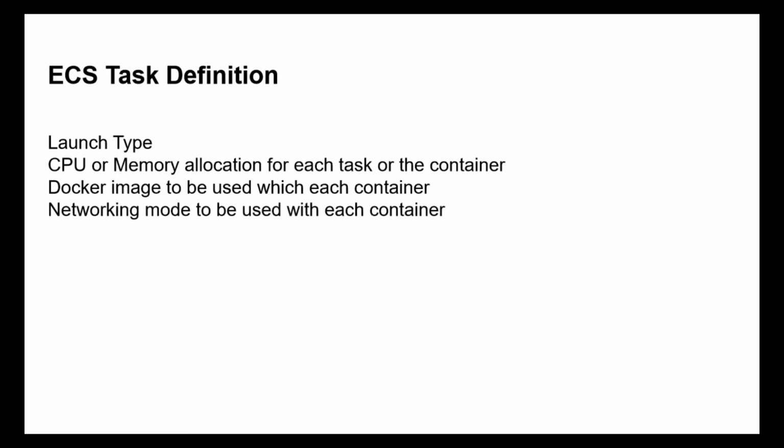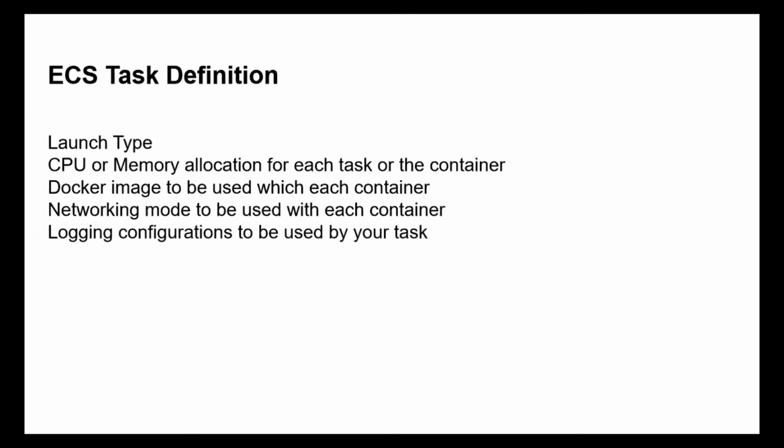So based on our use case, how we want the containers to communicate with each other, we will select the appropriate networking mode. But the preferred networking mode for ECS will typically be AWS VPC, because we need not really create any virtual networks. Whatever networks are available in VPC will take care of the network connectivity between the containers. Okay, so networking mode is another important configuration we will provide as part of the task definition.